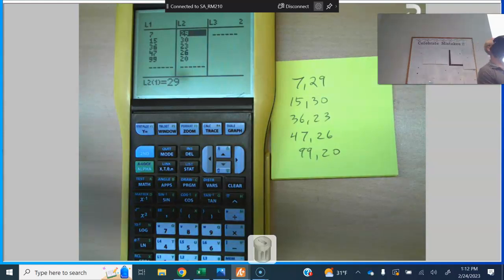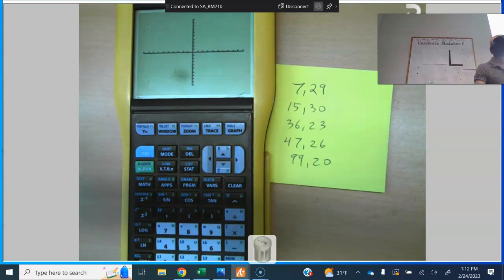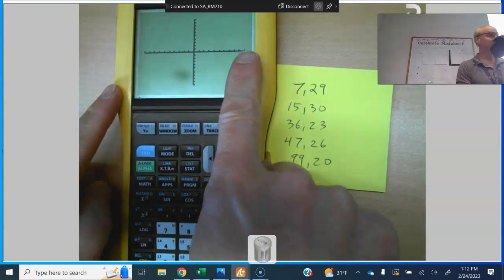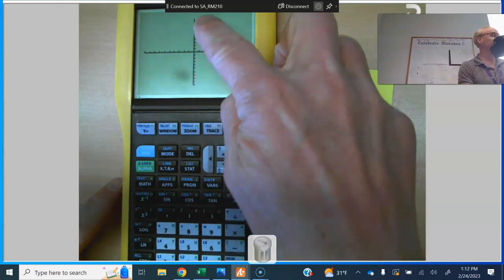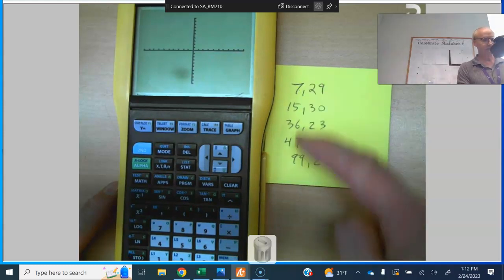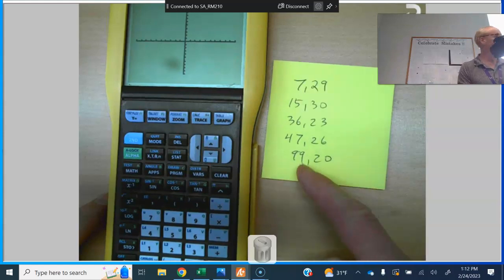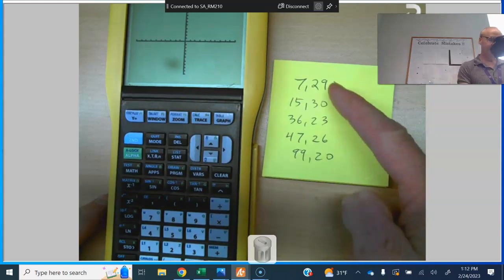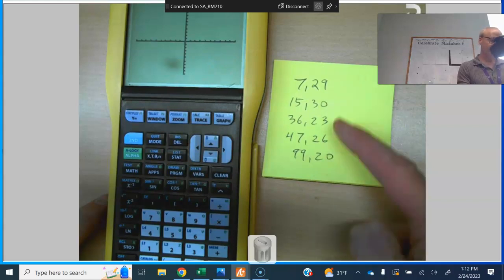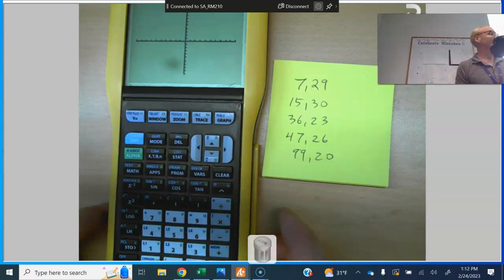Now we want to graph this, but the problem with graphing it is that our normal standard graph goes -10 to 10, and it goes -10 to 10 for Y. But our data, notice that it's all positive. And our X values are going from as low as 7 up to almost 100. And our Y values are hovering right around between 20 and 30. So what I'm going to do is press window. That changes the way this thing looks. I'm going to change the graph.